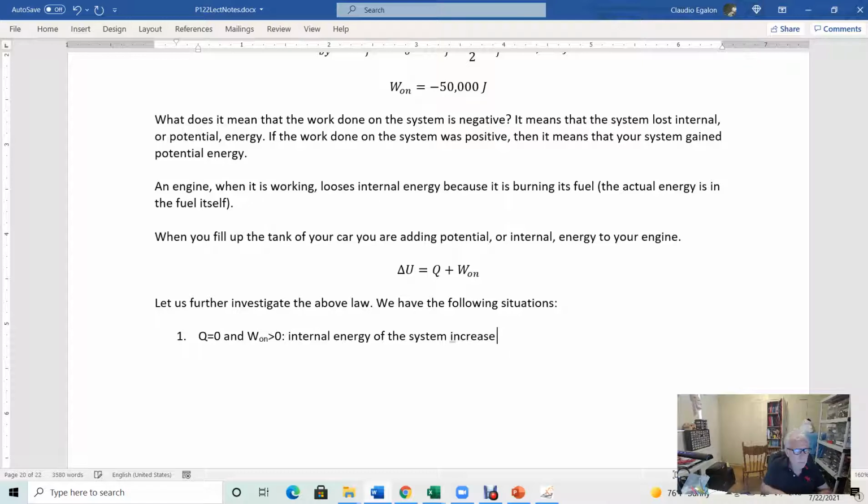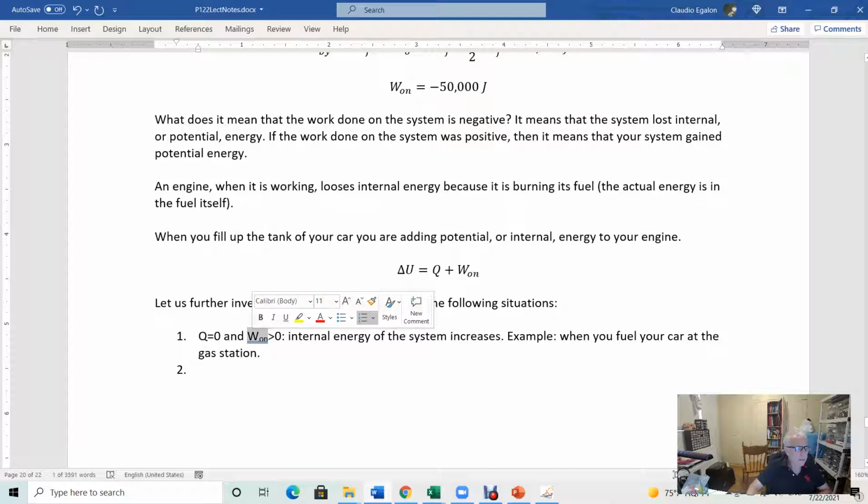Example: when you fuel your car at the gas station, okay? You're not adding any heat to the system, you're not subtracting any heat from the system, you're just adding fuel to your car. That's one possibility. Here you go.